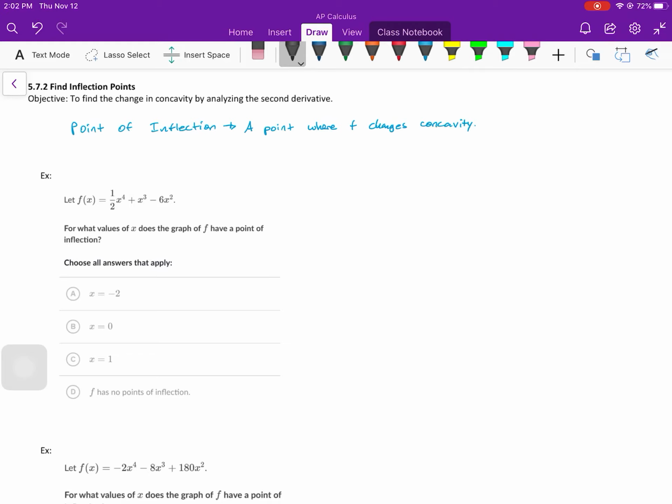So in this video, we're going to take a look at points of inflection. Remember, a point of inflection is where the point changes concavity. So it's similar to the critical point for the second derivative test, though.